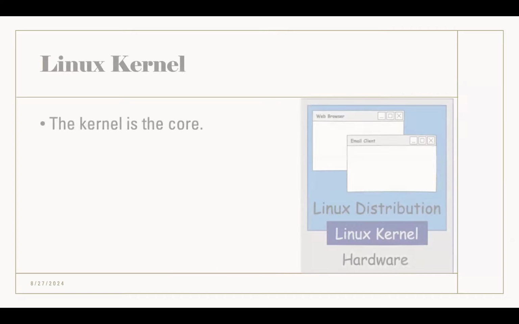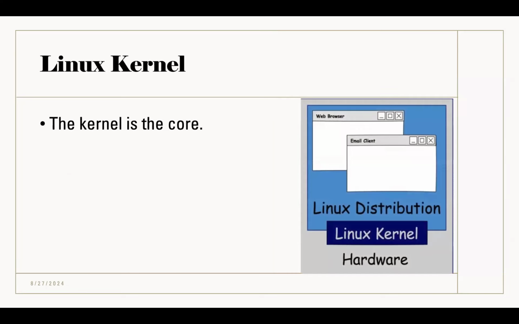Every Linux distribution has one thing in common, the Linux kernel. The Linux kernel is the core, or heart, of the operating system, and it is the intermediary between the software and the hardware resources.